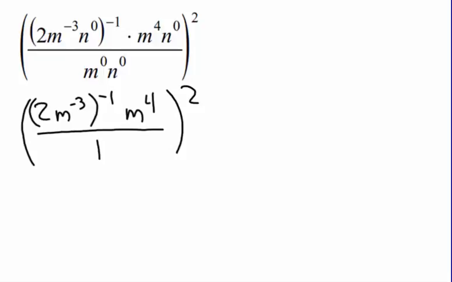So now I'm going to distribute the negative 1 power to the 2 and then m to the negative 3. Remember that a negative 1 power on a number does not mean a negative number. It means we have to move it, if it's in the numerator, to the denominator.